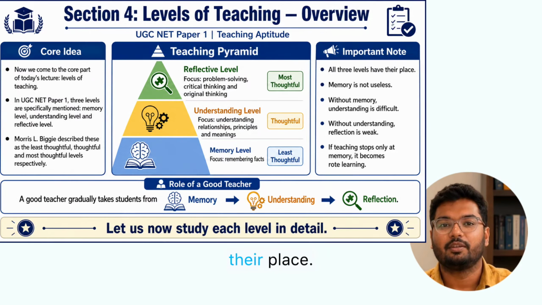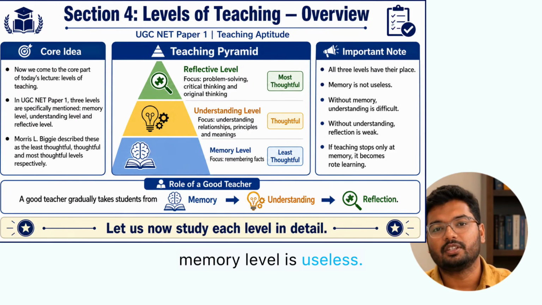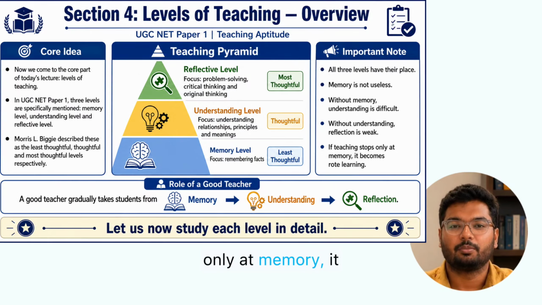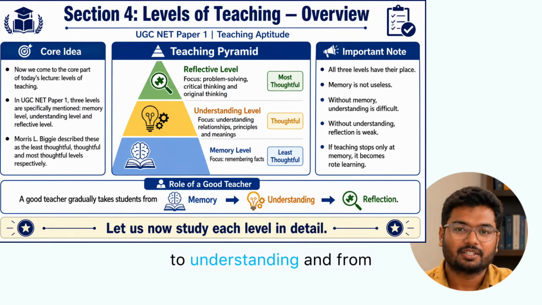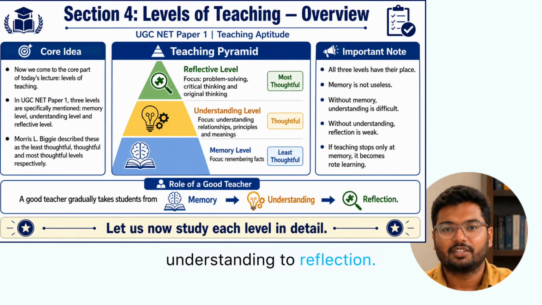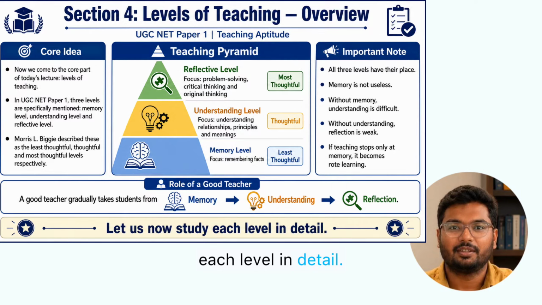All 3 levels have their place. We should not say memory level is useless. Without memory, understanding is difficult. Without understanding, reflection is weak. But if teaching stops only at memory, it becomes rote learning. A good teacher gradually takes students from memory to understanding and from understanding to reflection. Let us now study each level in detail.